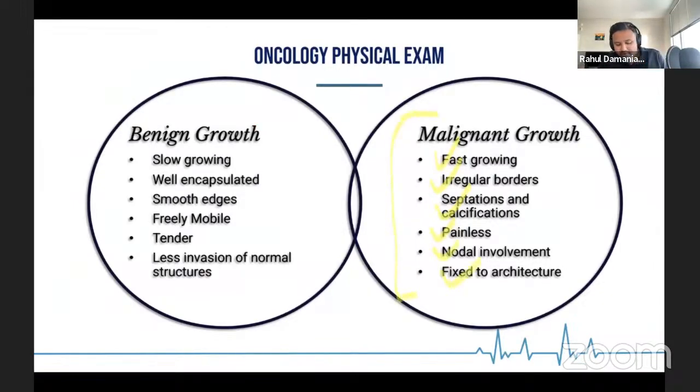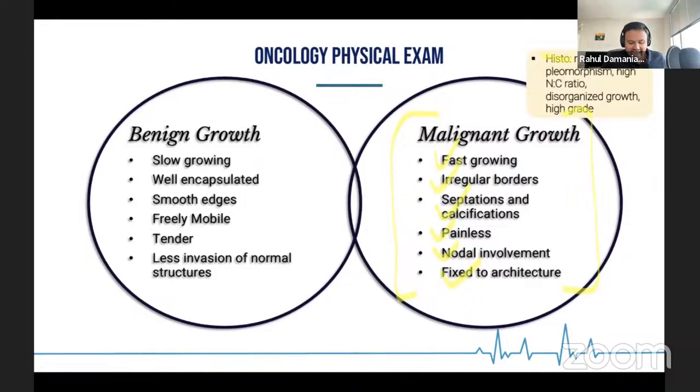And so what's important for us to note is that these are features of malignant tumors, and malignant tumors may have a poor grade, i.e. they are going to have high N/C ratio, disorganized growth, and a lack of cell polarity, what we call anaplasia.